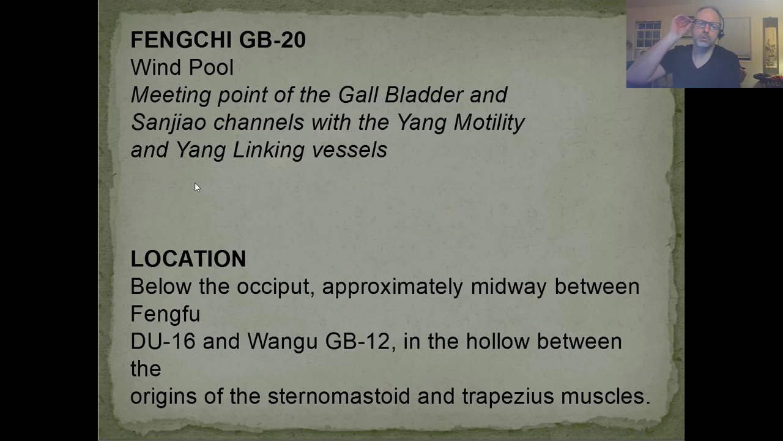Okay, so gallbladder 20. It is the meeting point of the gallbladder and the Sanjiao, and the yang motility and yang linking vessels. Below the occiput, approximately midway between DU 16 and gallbladder 12, in the hollow between the origins of the SCM and trapezius muscle.